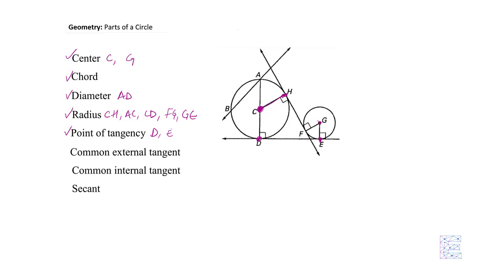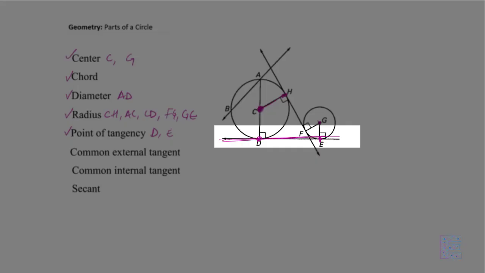Next we have common external tangent. A common external tangent is a tangent that touches two circles. They share a tangent. So you notice again, this tangent here is touching both the big circle and the small circle. And we name circles based on their centers. So when I say circle C, I'm referring to the big circle. And when I say circle G, I'm referring to the small one. Circles are referred to by their centers. So a common external tangent between circle C and circle G is this tangent, tangent DE.